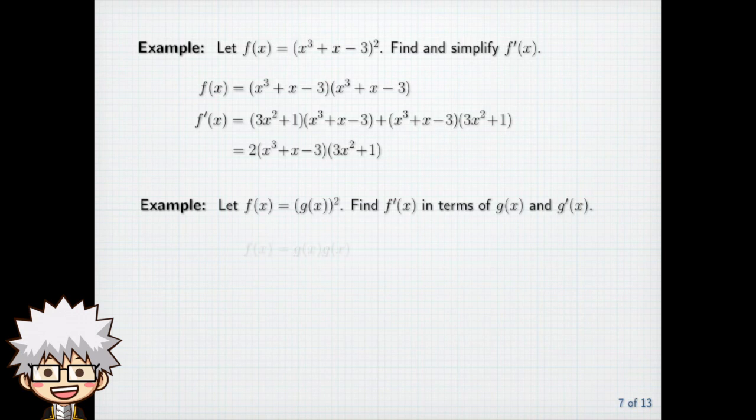Just as before, we'll write f of x as g of x times g of x and use the product rule. The derivative of the first factor, g prime of x times the second, g of x, plus the first factor times the derivative of the second factor. Again, both terms are the same, and so we have 2 times g of x times g prime of x, which is exactly the form of the result in the previous example.